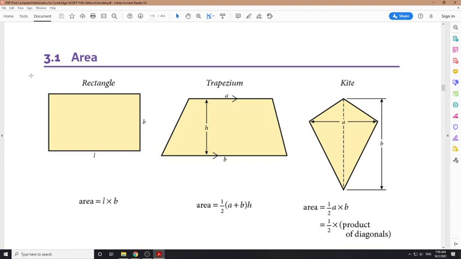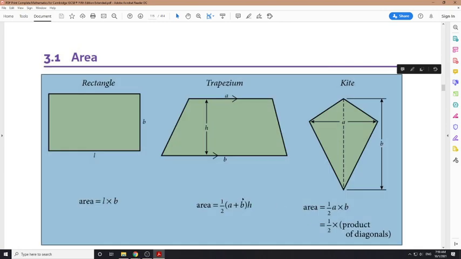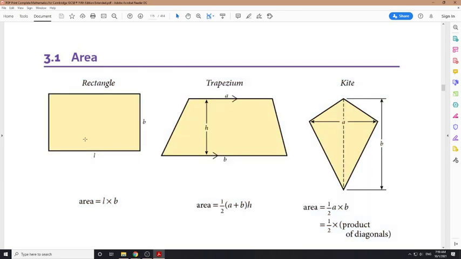So today we're going to talk about area. We're just going to focus on these simple areas first: rectangle, trapezium, kite, and I'm also going to add in a parallelogram, the simpler one.